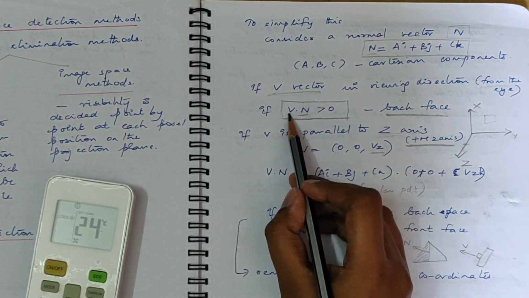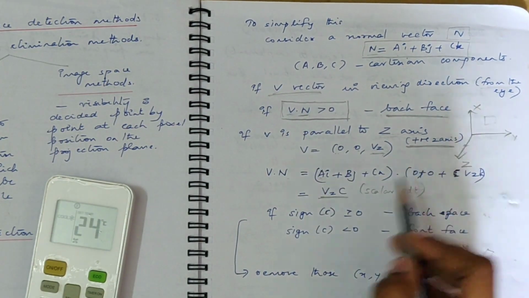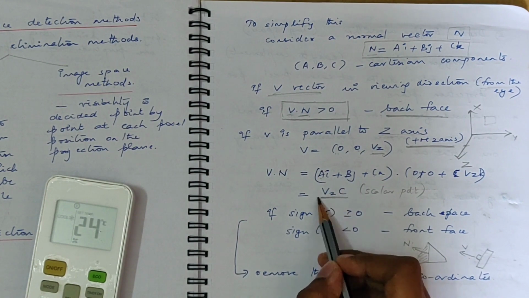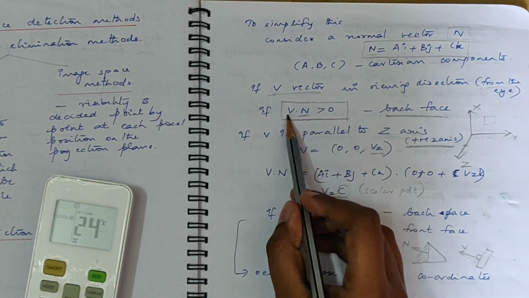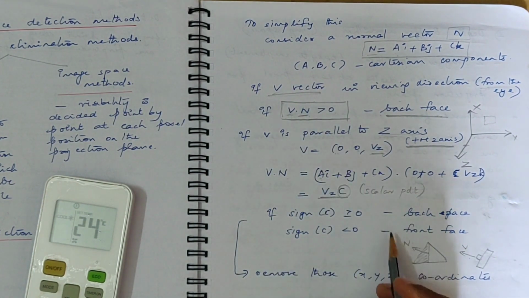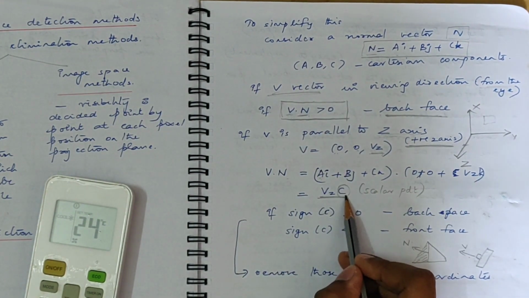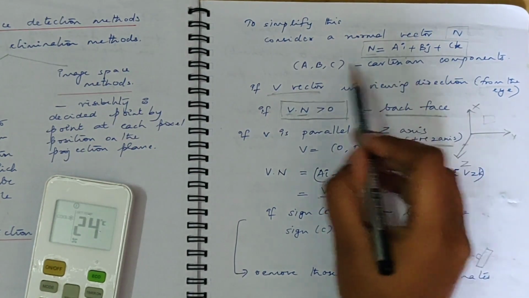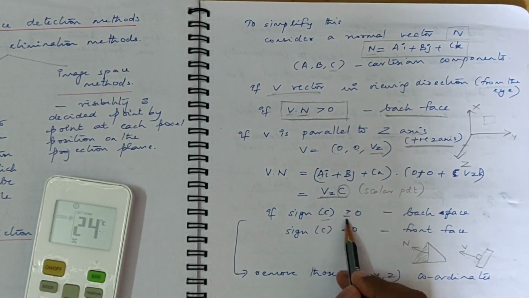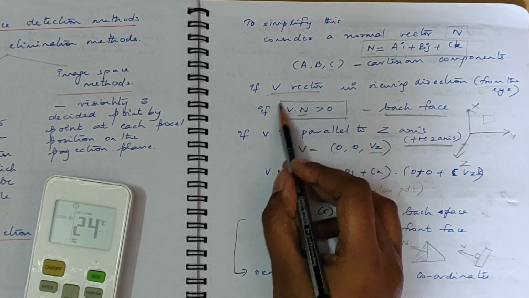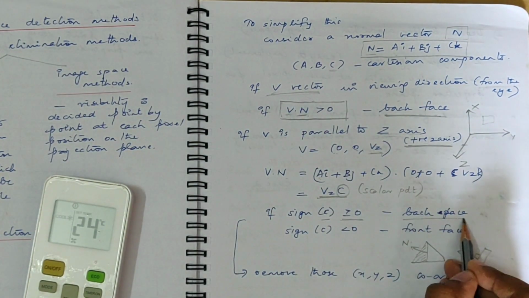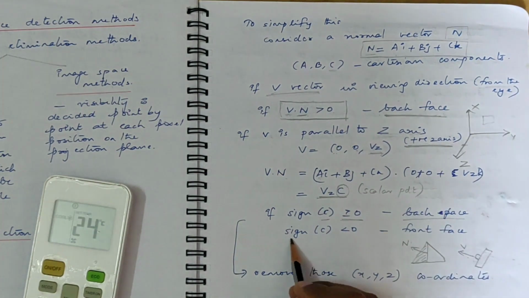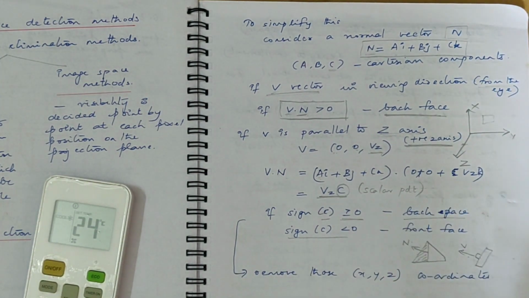Now since you are viewing along the positive z-axis, Vz is going to be positive. So depending upon the value of c, you can say whether this will be greater than 0 or less than 0. If the sign of c, the Cartesian component of the plane normal, is greater than 0, then the dot product is also greater than 0, and so it is a back face. If the sign of c is less than 0, it is a front face.